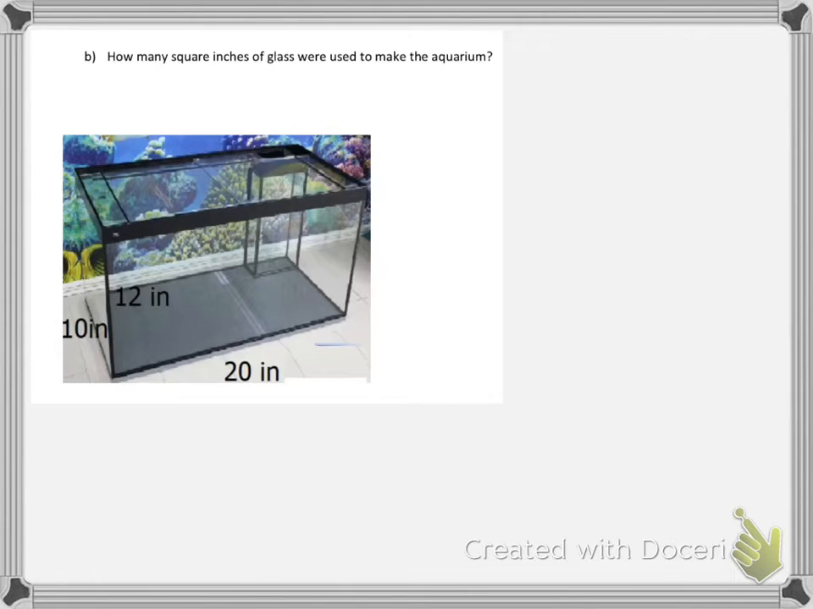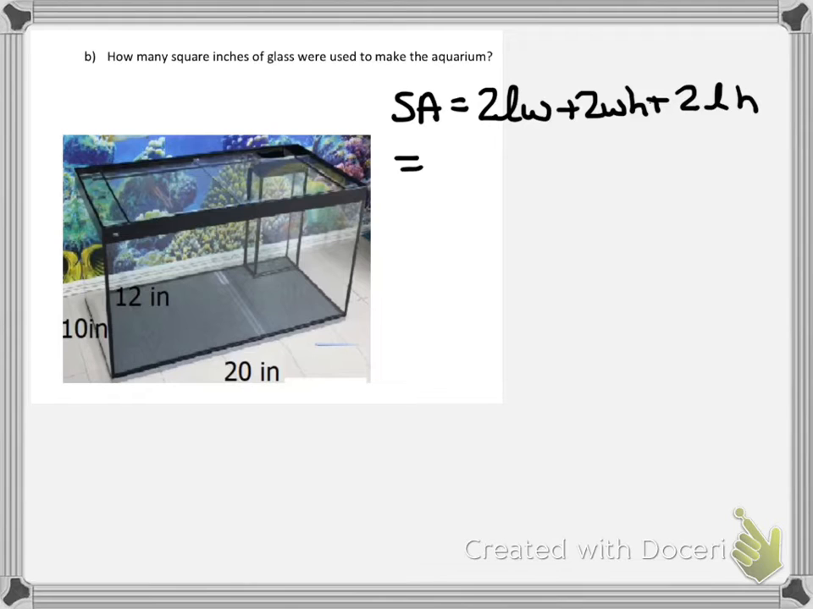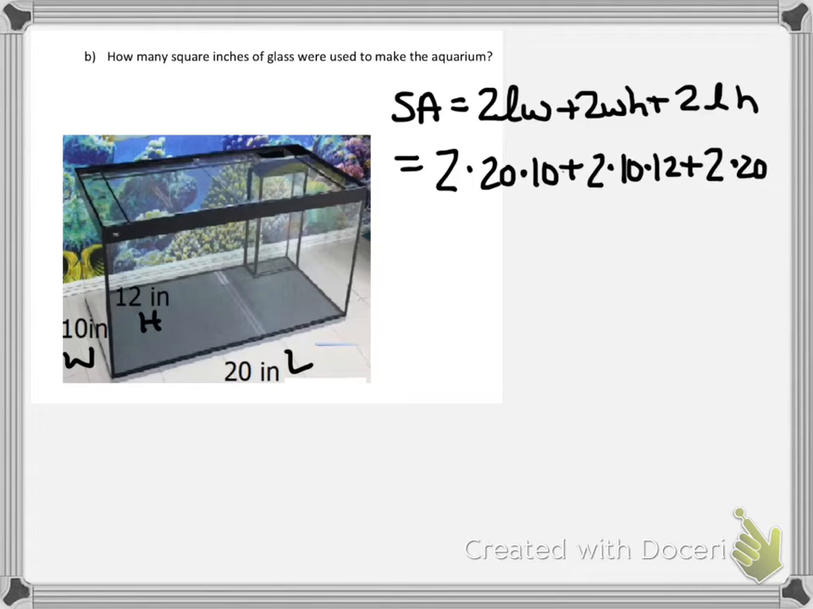Part B, how many square inches of glass were used to make the aquarium? So here we can use our formula again. 2 times length times width, plus 2 times width times height, plus 2 times length times height. And I'm going to substitute in here. The length we said was 20, the width is 10, and the height is 12. So 2 times 20 times 10, plus 2 times 10 times 12, plus 2 times 20 times 12. Running out of space, sorry.